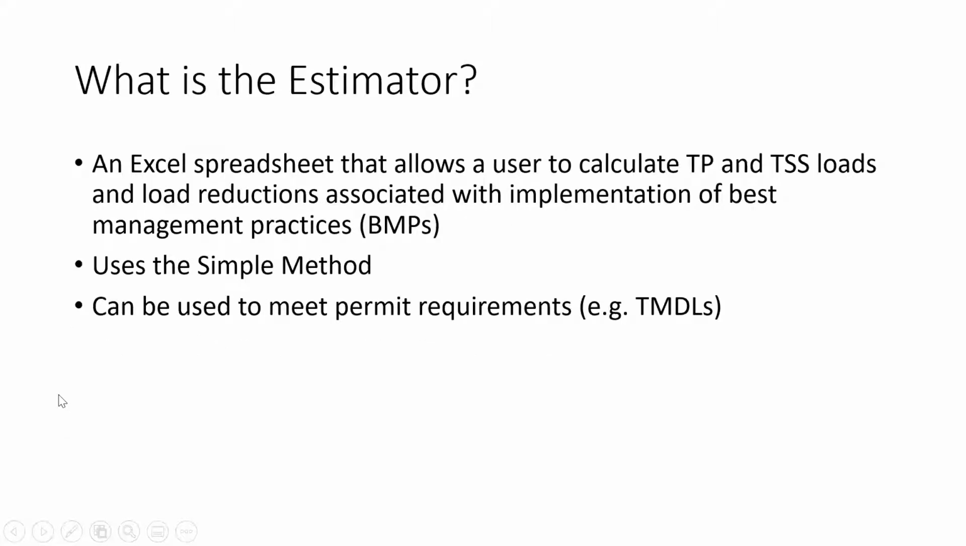So the estimator is an Excel spreadsheet. It allows a user to calculate total phosphorus and TSS load reductions associated with the implementation of best management practices. It's built on the simple method, and it can be used to meet permit requirements. One of the limitations I'll talk about later is we certainly don't recommend that you use it to model your system. It's not a P8, it's not a WinSLAMM, it's not an XP-SWMM model by any means.